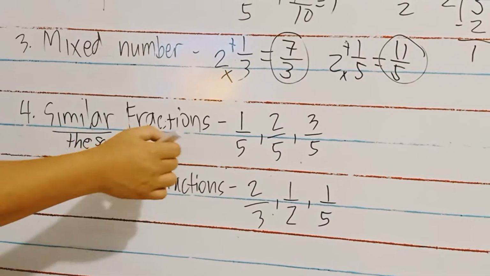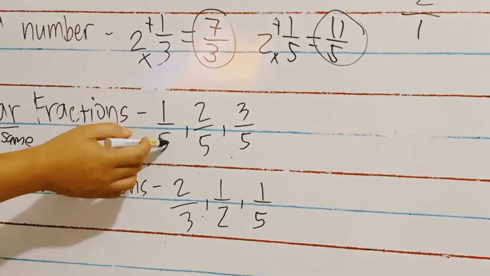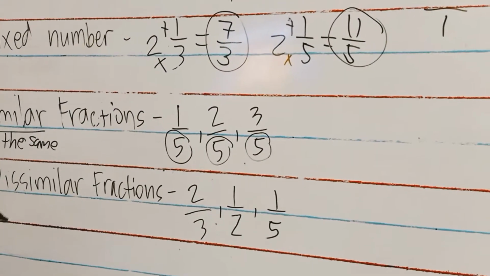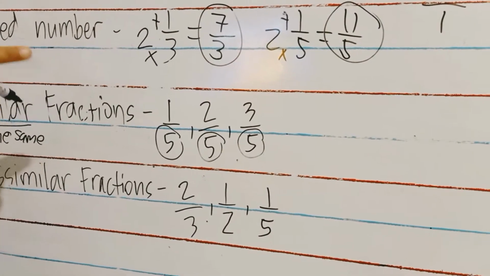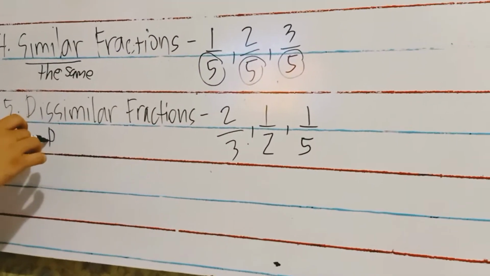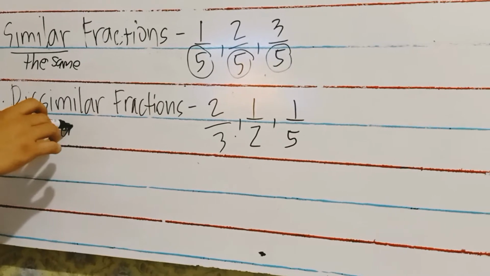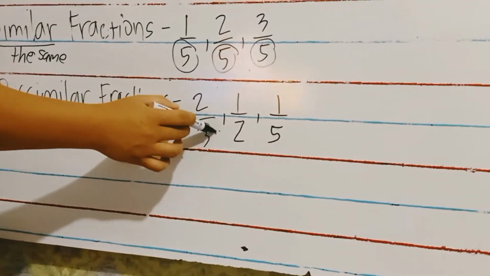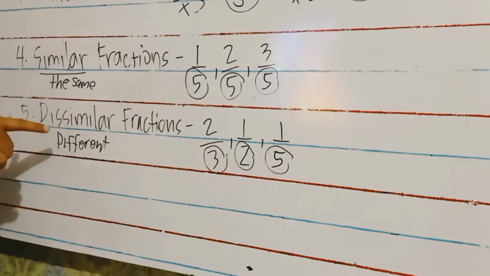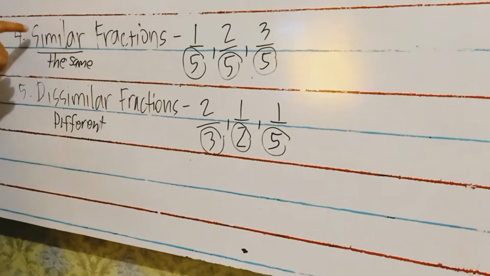Ano yung the same dito sa given? Yung kanilang denominator. Pare-parehas. Okay? Kaya tinawag siyang similar fraction. Pag sinabi naman natin dissimilar, the word dissimilar means different o magkakaiba. Magkakaiba ang mga denominators. Pwede ba naman natin gawing yung dissimilar into similar?